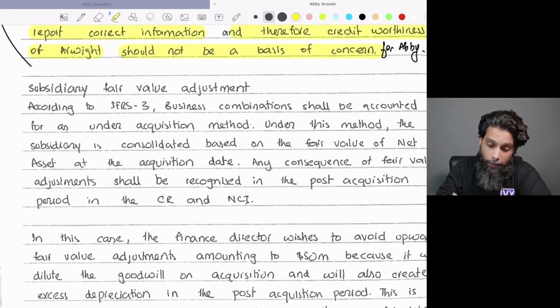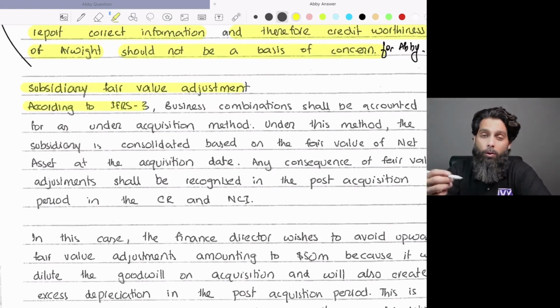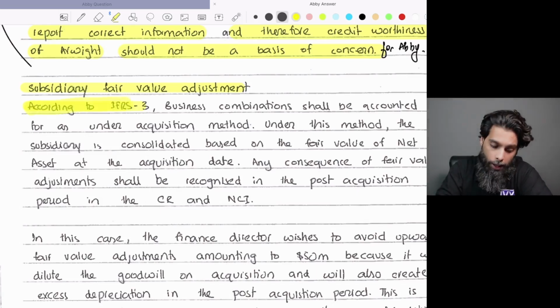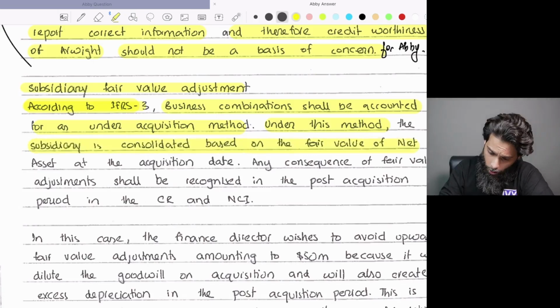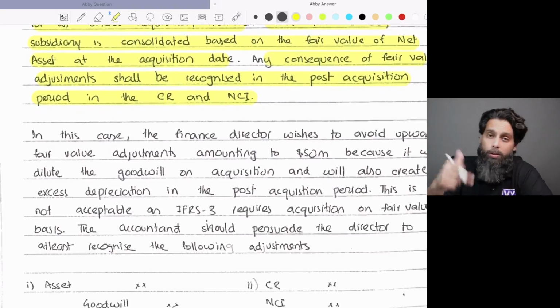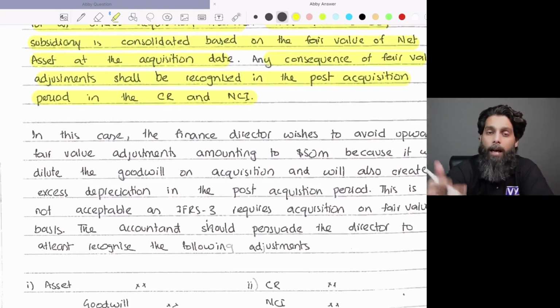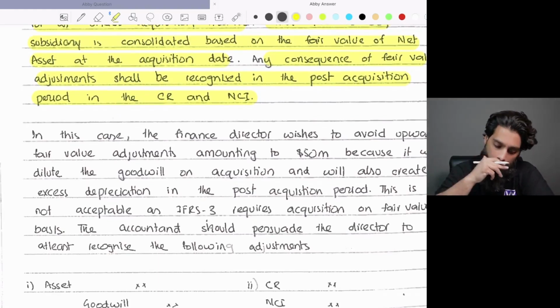Let's look at a template answer for you guys. Subsidiary fair value adjustments. So according to IFRS 3, I always go for introduction first. According to IFRS 3, business combinations shall be accounted for under the acquisition method. Under this method, the subsidiary is consolidated based on the fair value of net assets at the date of acquisition. Any consequence of fair value adjustment should be recognized in the post-acquisition period in CR and NCI. So post-acquisition consequences like excess depreciation should be accounted for under CR and NCI.